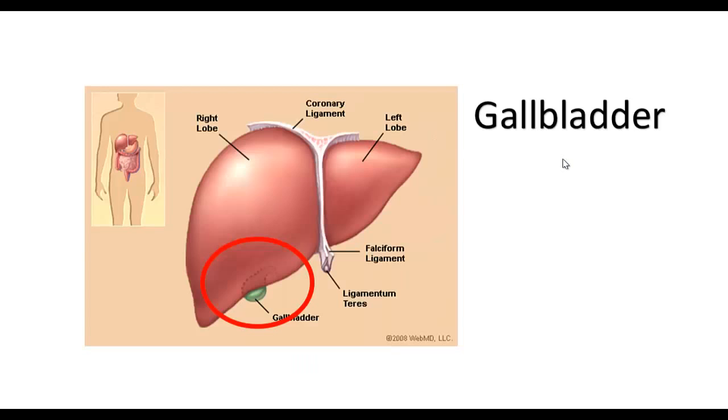Next is the gallbladder. The gallbladder stores bile and releases it into the small intestine as needed. So if your body's breaking down bile, it will do so, be stored in the gallbladder, and then as the small intestine is ready for more bile, the gallbladder will release that.